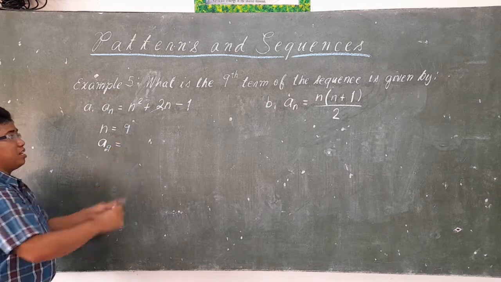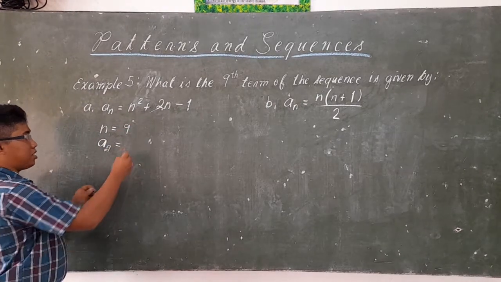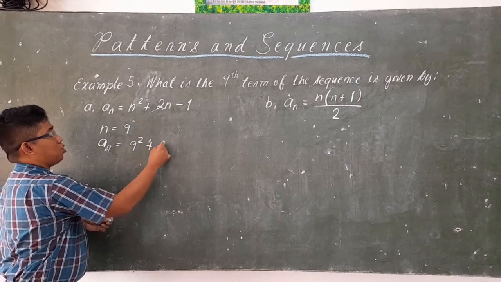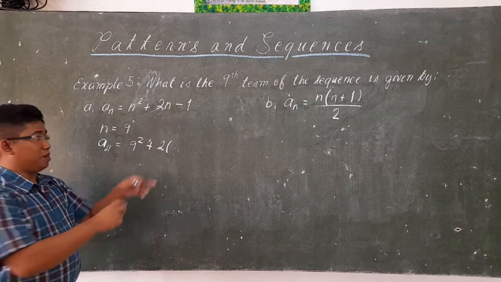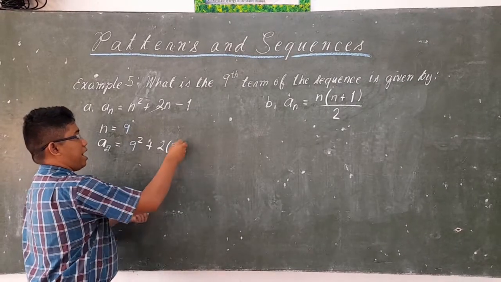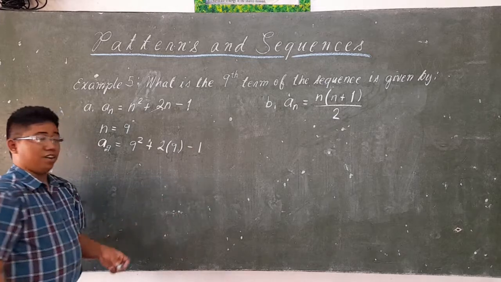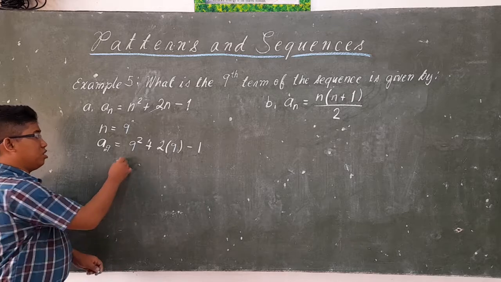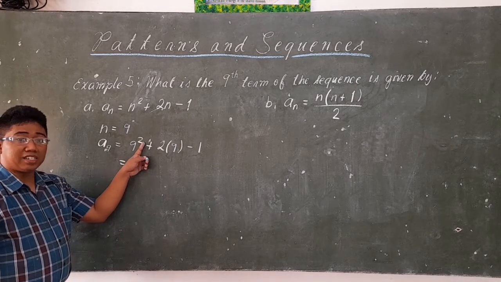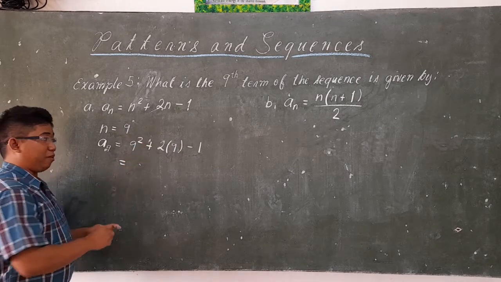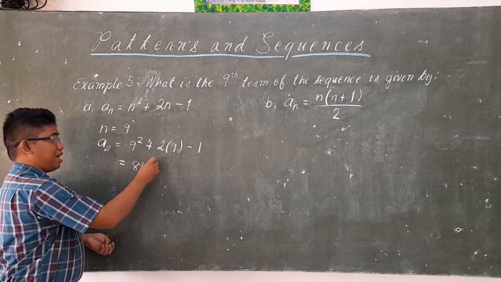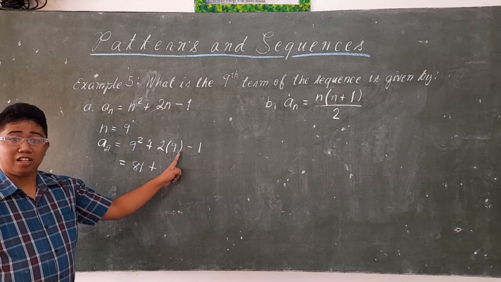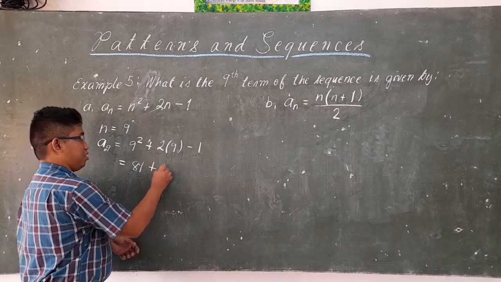So it equals n squared, which becomes 9 raised to the power of 2, plus 2 times n, which must be 9, minus 1. Okay, next students, we are going to simplify this expression. The value of 9 squared is 9 times 9 equals 81. So 81 plus, what is the product of 2 and 9? The product is 18.